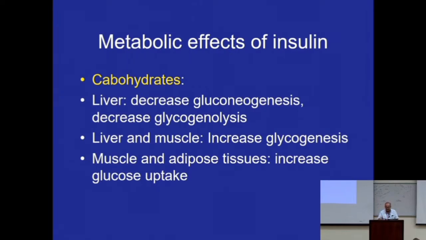The reverse processes, glycogenolysis, which produces glucose, and gluconeogenesis, which also produces glucose from smaller molecules, are inhibited. And that's specifically important in the liver because the liver is the only tissue that has gluconeogenesis. In both liver and muscle, you have a decrease in glycogenolysis, degradation of glycogen.